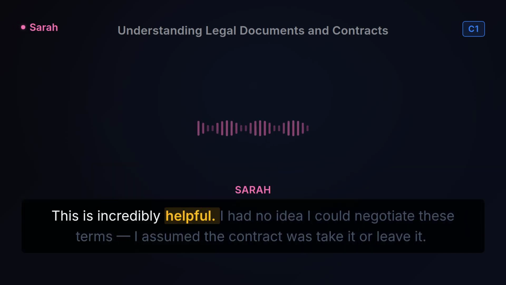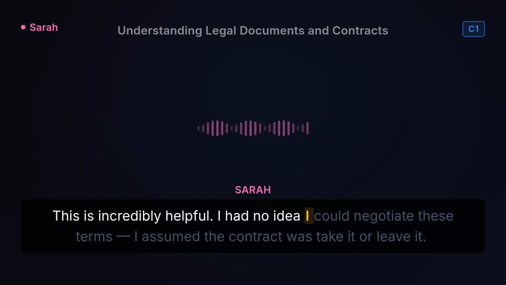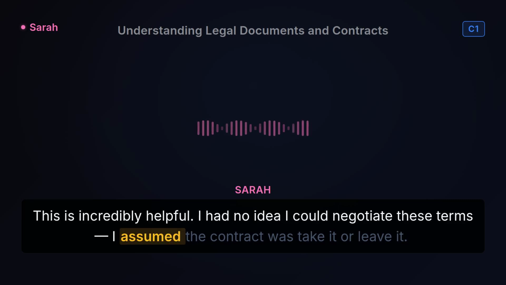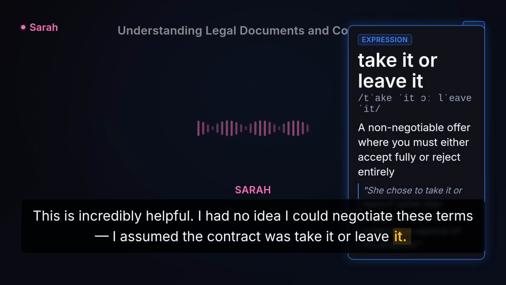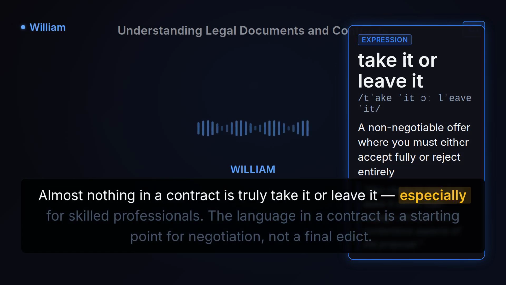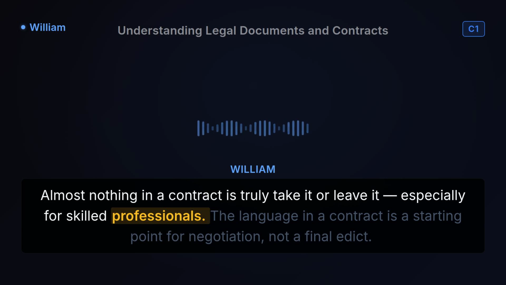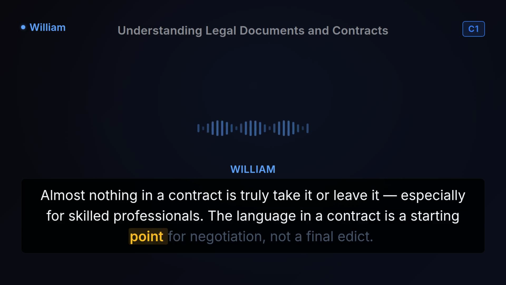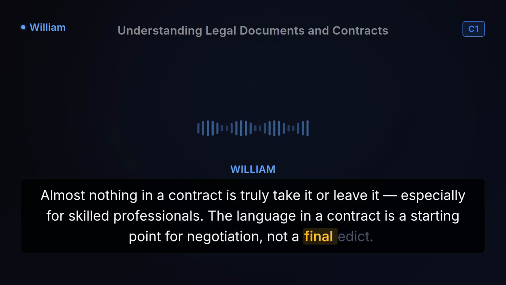This is incredibly helpful. I had no idea I could negotiate these terms. I assumed the contract was take it or leave it. Almost nothing in a contract is truly take it or leave it, especially for skilled professionals. The language in a contract is a starting point for negotiation, not a final edict.